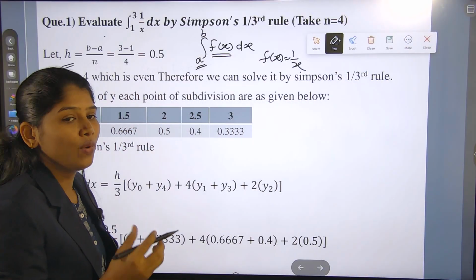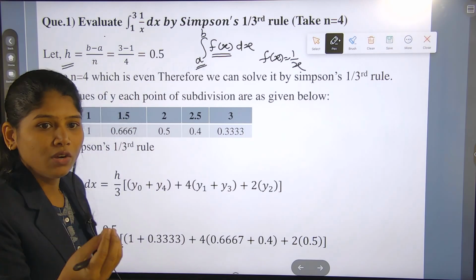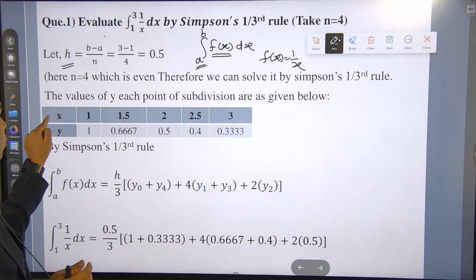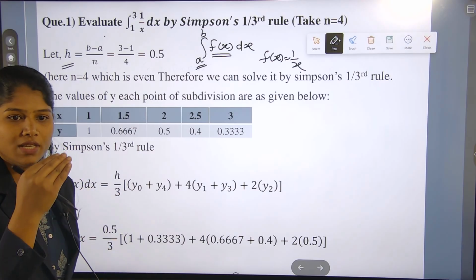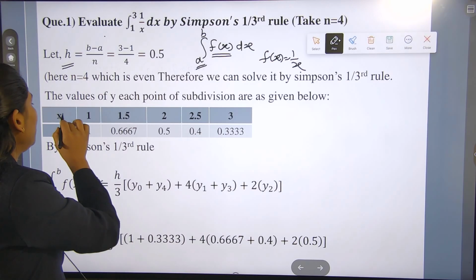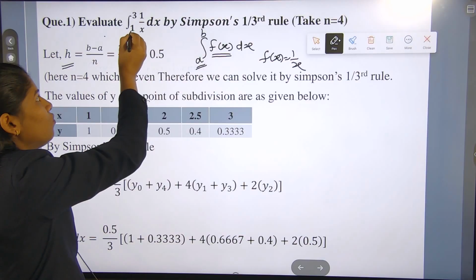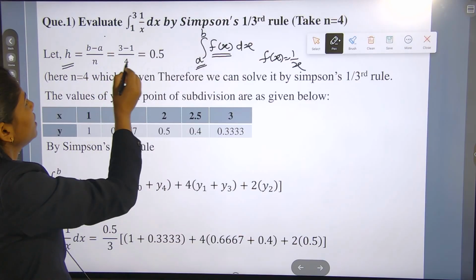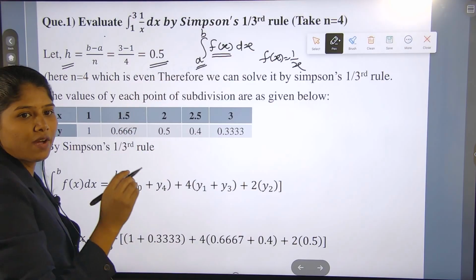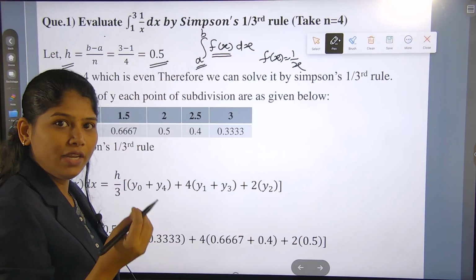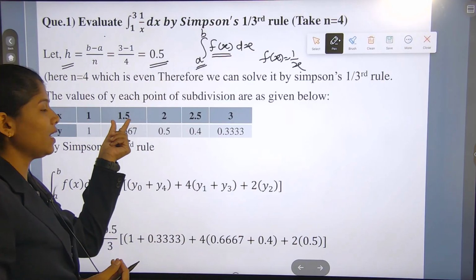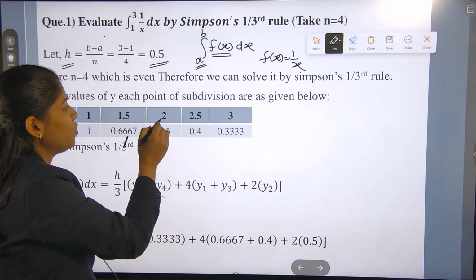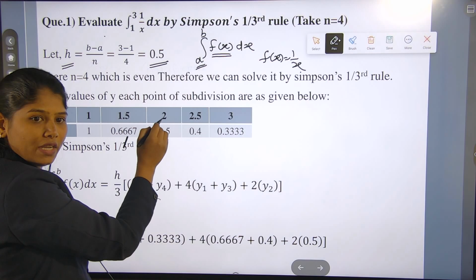Next we have to find out the values of y with respect to x values. So prepare a column having x and y. For x, write down the values starting from 1. The distance space is 0.5, so add 0.5 to 1. So we get the next value of x as 1.5. Then again add 0.5 to 1.5, so we get 2.